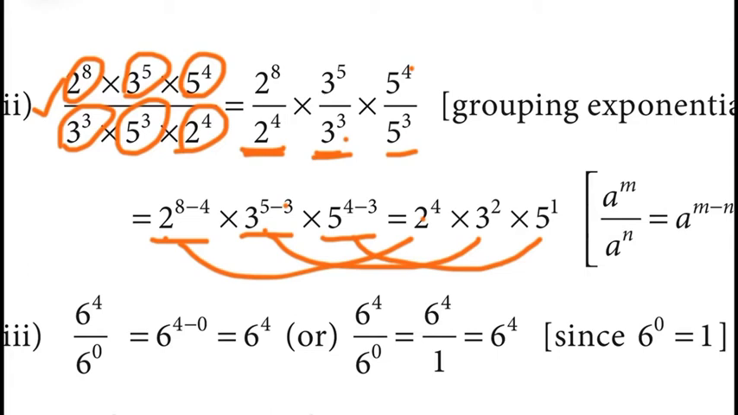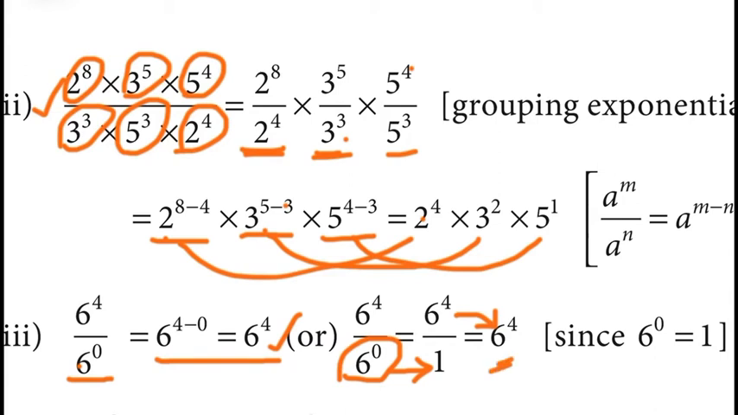Third subdivision, 6 power 4 by 6 power 0. Base is same, so we can subtract the powers. So 6 power 4 minus 0 is equal to 6 power 4. Here anything to the power 0 is equal to 1. So 6 power 4 divided by 1, you are getting the same number when we divide it by 1. So answer is 6 power 4.